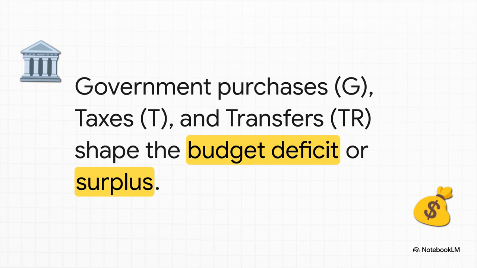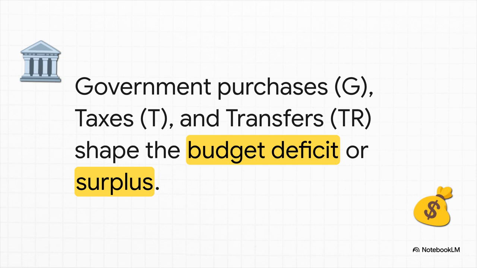And it's absolutely crucial to distinguish between purchases and transfers. Government purchases of goods and services actually consume resources. They directly add to aggregate demand. Transfers, on the other hand, like Social Security checks or unemployment benefits, they just redistribute income. Their actual impact on the economy completely relies on the marginal propensity to consume of the people receiving that cash.